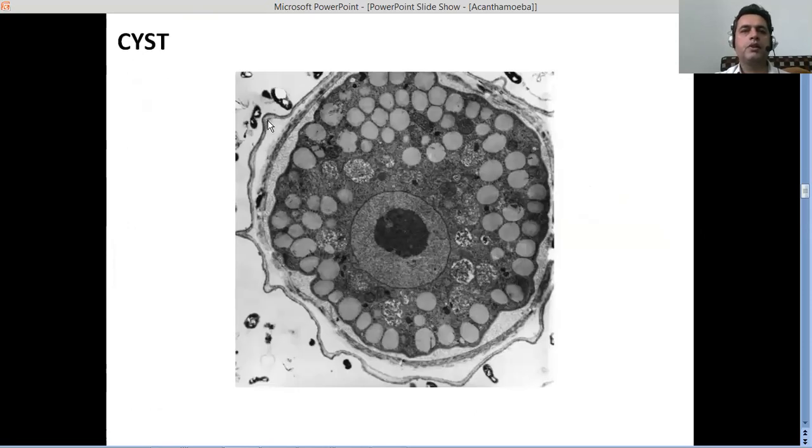This is the cyst. You can see the rippled outer wall. Then you can see the inner wall. This is the nucleus. You can see a halo around the nucleus and the dense material inside, and different granules and vacuoles that are visible inside the cyst form of this parasite.